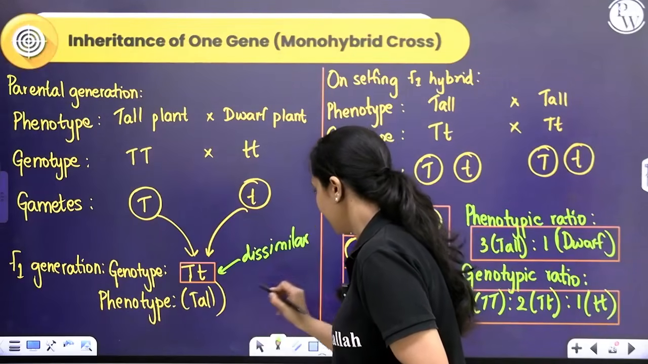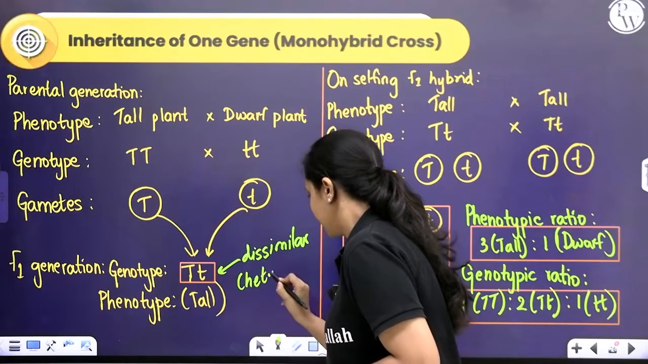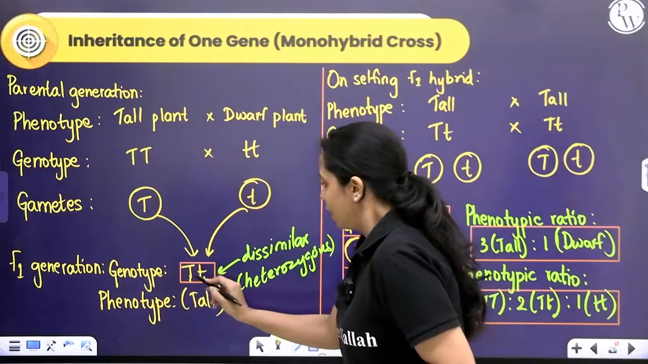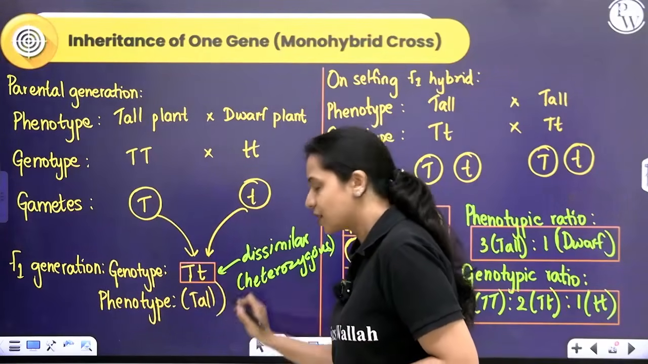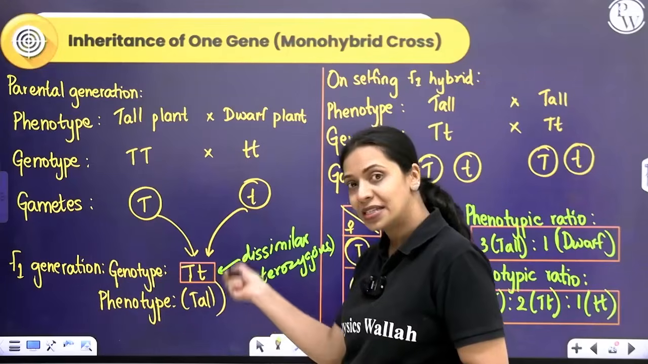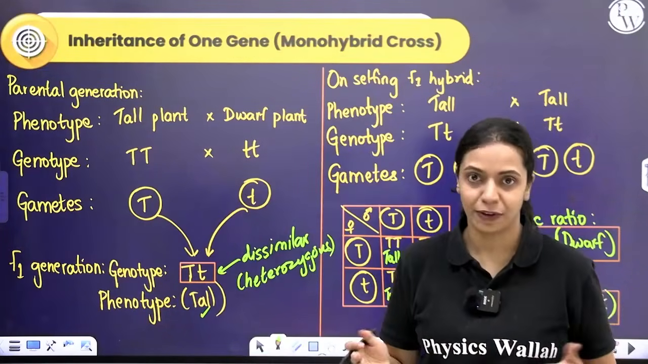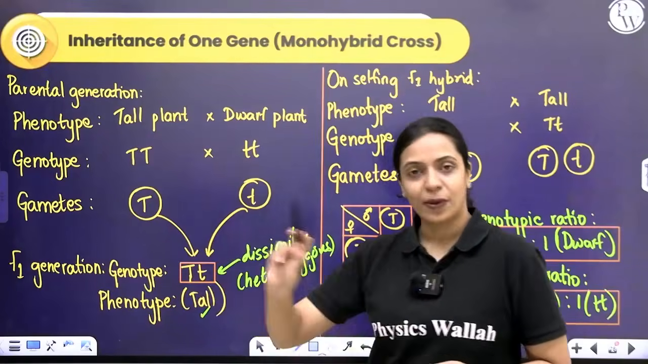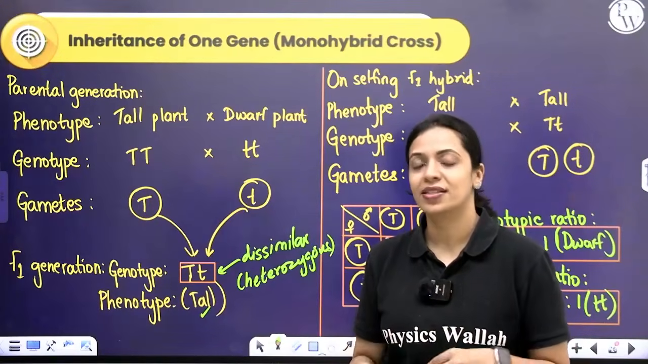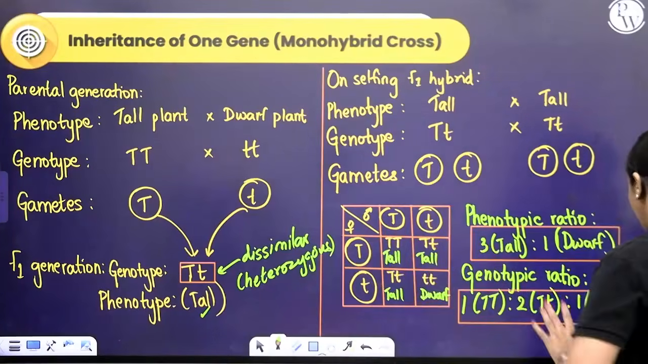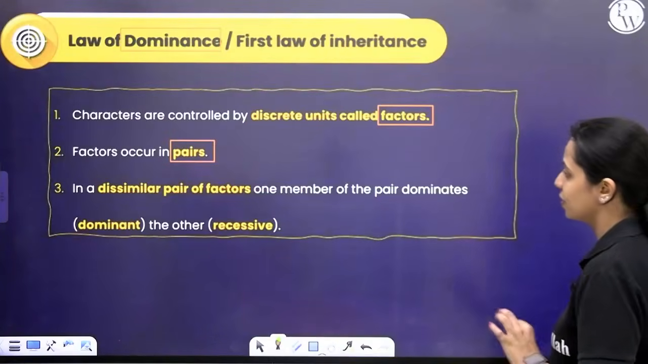Or you can say whenever there is heterozygous condition, there is information for tallness, there is information for dwarfness, but only tallness character will express and the plant will be tall. The plant cannot be simultaneously tall and dwarf at the same time. Only one of them will get expressed. Whichever one gets expressed is called the dominant trait. Whichever one will not express in the F1 generation, that is called the recessive one.